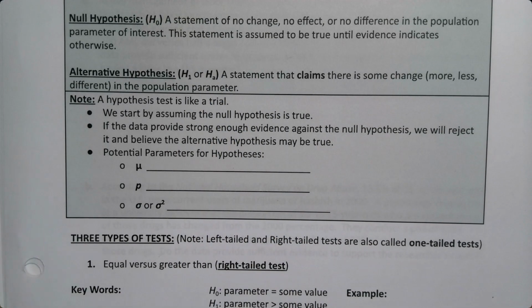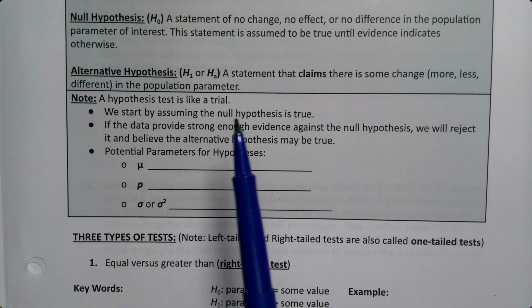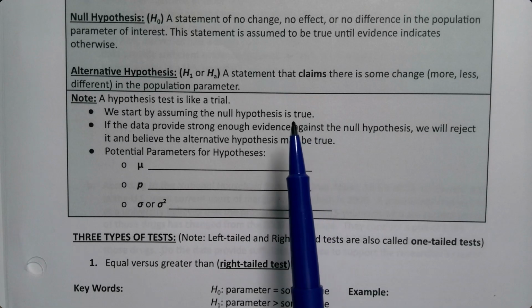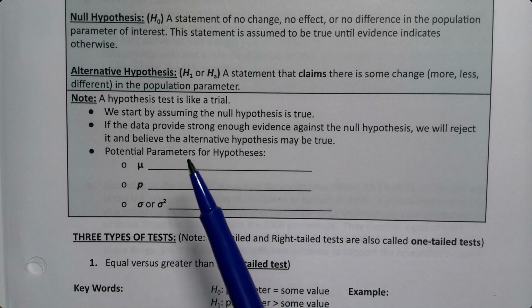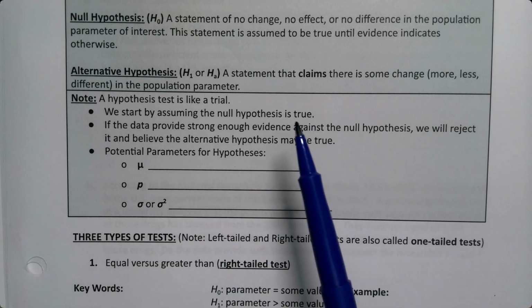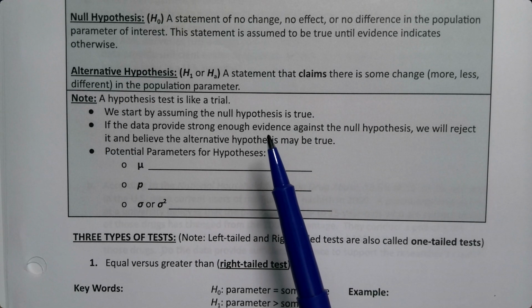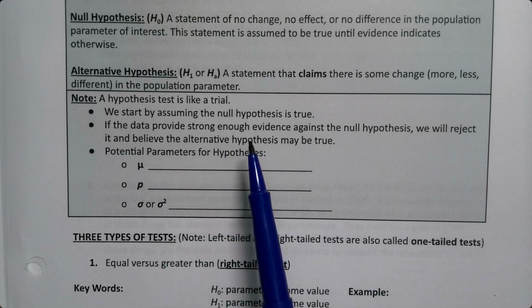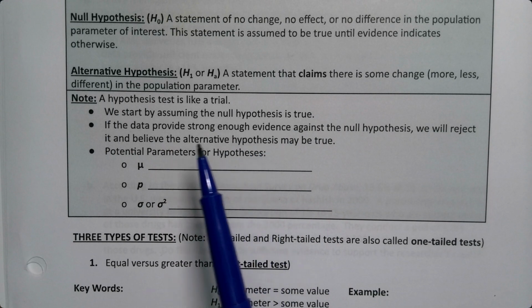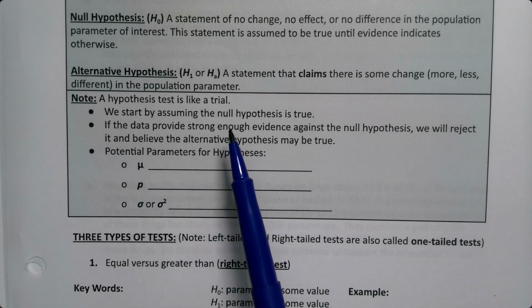So when we run a hypothesis test, it's a little bit like a trial, as in we assume the null hypothesis is true. It's sort of like assuming innocence until proving guilt, right? So we assume the null hypothesis is true. And if the data provides strong enough evidence against that null hypothesis, we will reject it and believe that the alternative is true, the alternative hypothesis. It might not be, but that's the belief we will hold based on evidence.